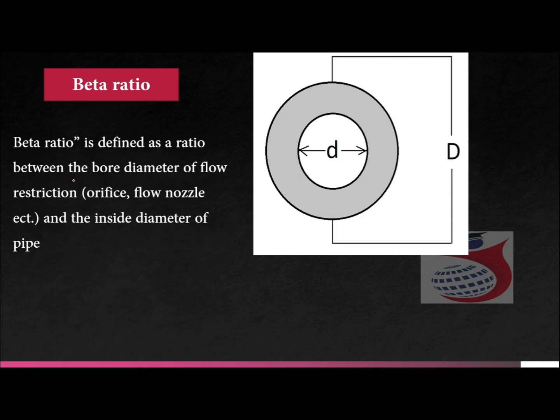Beta ratio is defined as the ratio between the bore diameter of a flow restriction like an orifice or flow nozzle and the inside diameter of the pipe. Suppose any pipe is there, its inside diameter is 200 mm and we are installing one orifice plate here. Its bore size is 20 mm. Then what will be the beta ratio? 20 mm by 200 mm. This will be the beta ratio.